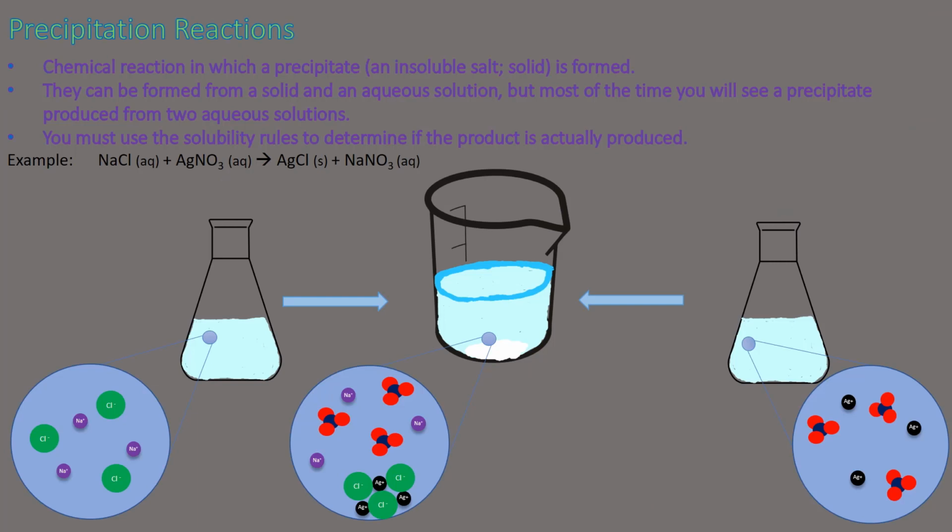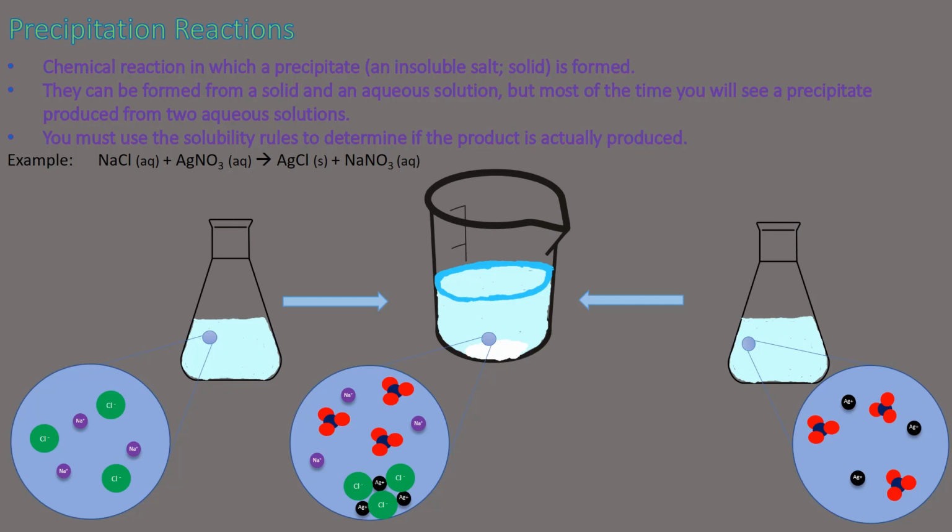Okay, so precipitation reactions are chemical reactions in which a precipitate, and a precipitate is just an insoluble salt, so it's a solid, gets formed. If you remember the previous video, where we talked about solubility rules, any of those salts that would come up as insoluble would be considered a precipitate if it was formed as a product by the reaction.